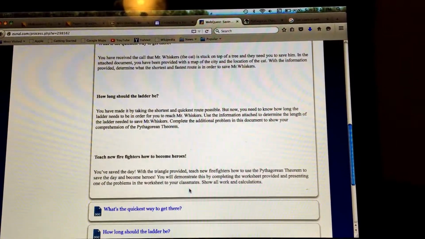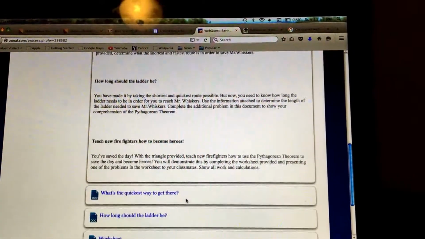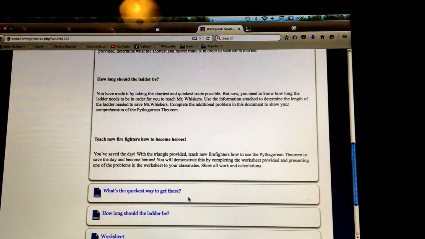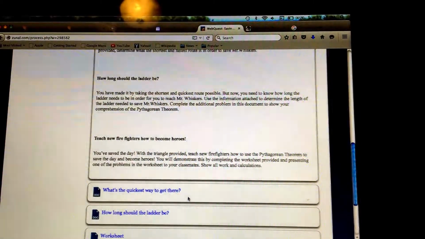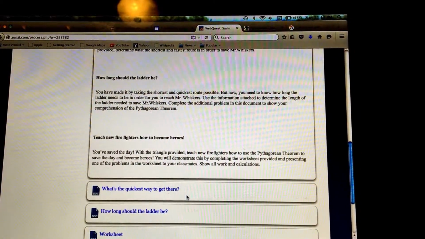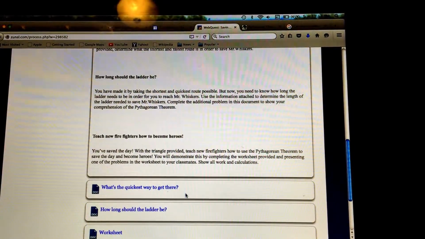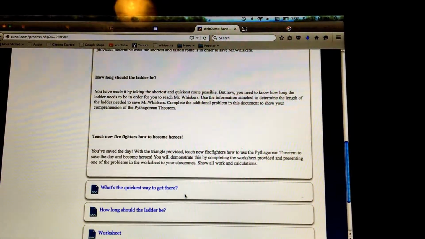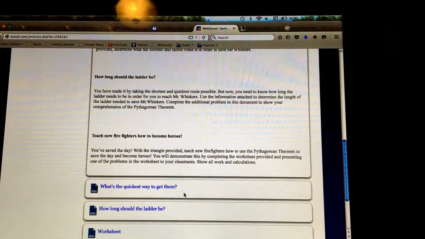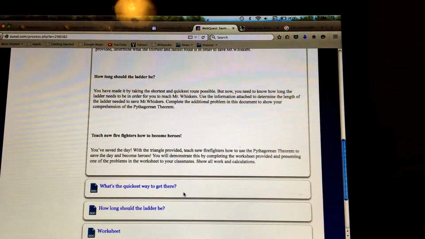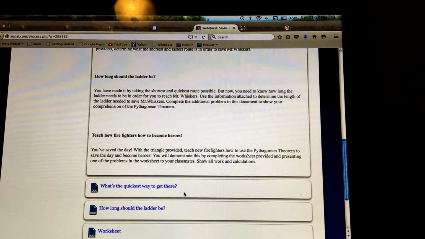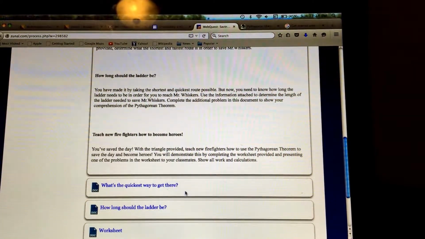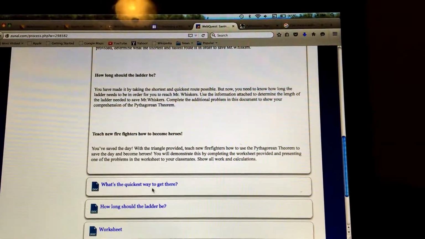Now that you've solved these two problems, your job is to teach new firefighters how to become heroes. You've saved the day. With the triangle provided, teach new firefighters how to use the Pythagorean theorem to save the day and become heroes. You will demonstrate this by completing the worksheet provided and presenting one of the problems in the worksheet to your classmates. Make sure you show all your work and your calculations.